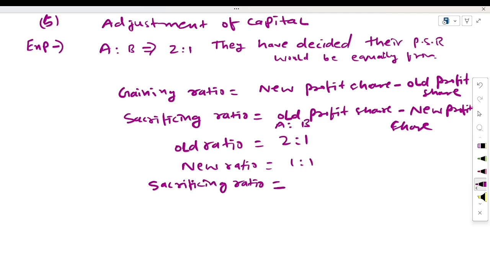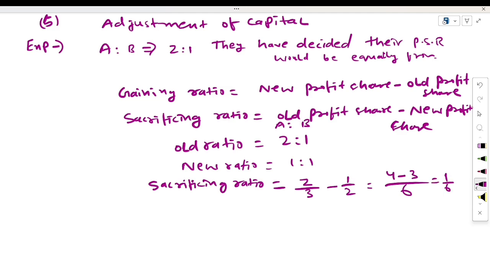Sacrificing ratio is equal to old ratio minus new ratio. How much is the old ratio? Old ratio is 2/3 minus new ratio 1 upon 2. LCM is 6, so 4 minus 3.